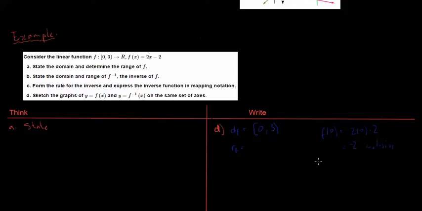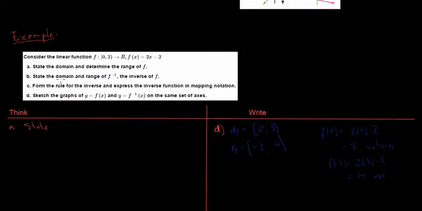To find the other one, we need to say f of 3. 2 times 3 take away 2, which is 6 take away 2, which is equal to 4. And that's going to be exclusive, or a circle bracket. So therefore our range is going to be from negative 2 to 4. And that bracket maps to that bracket, this bracket to that bracket.